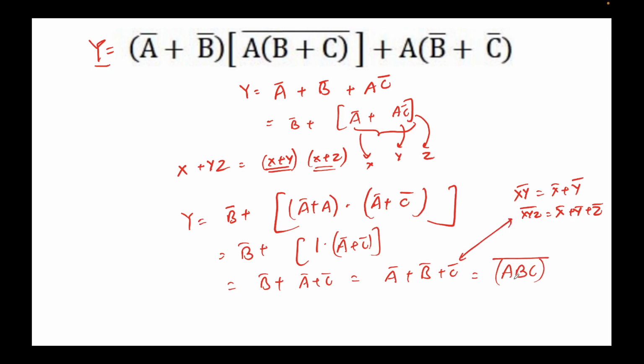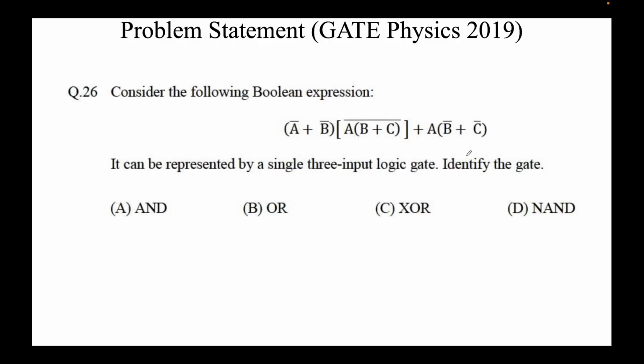Now this is what's happening here. We are multiplying the three inputs and then taking an inverter. This is nothing but a NAND gate. And hence the correct option is D, NAND.